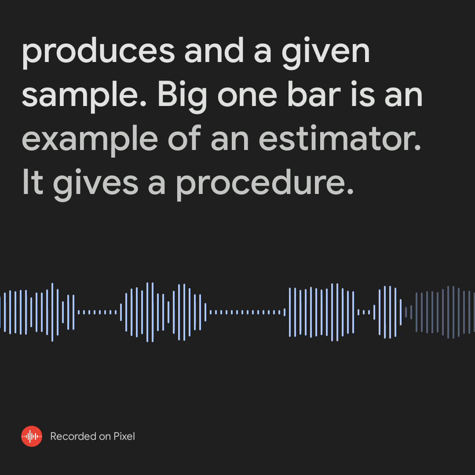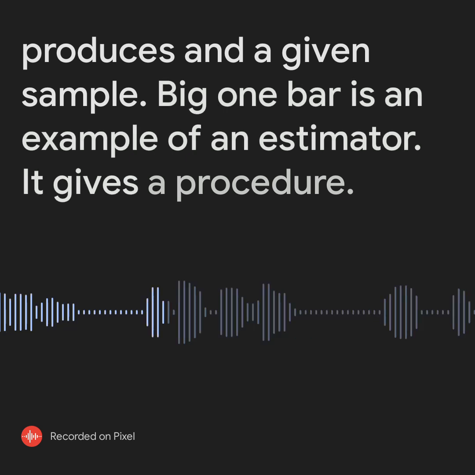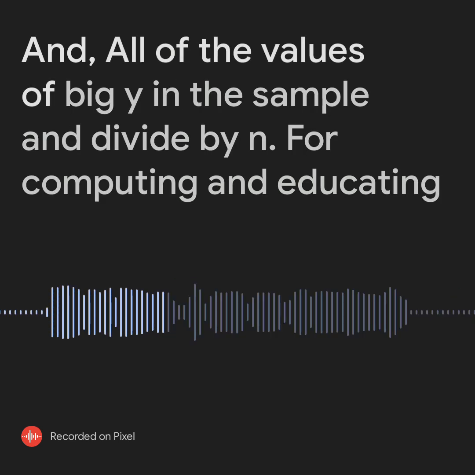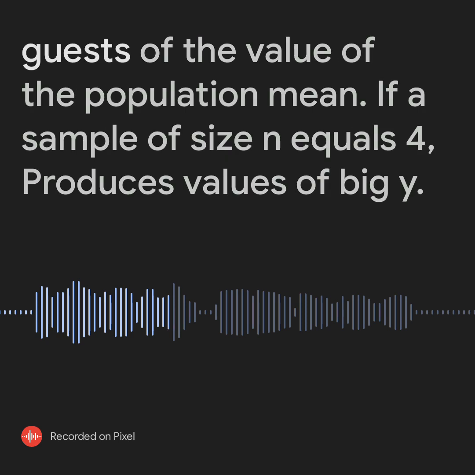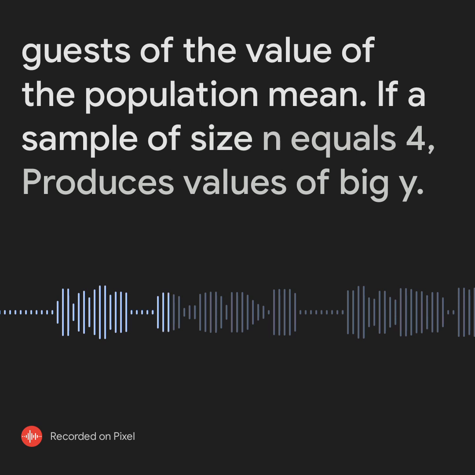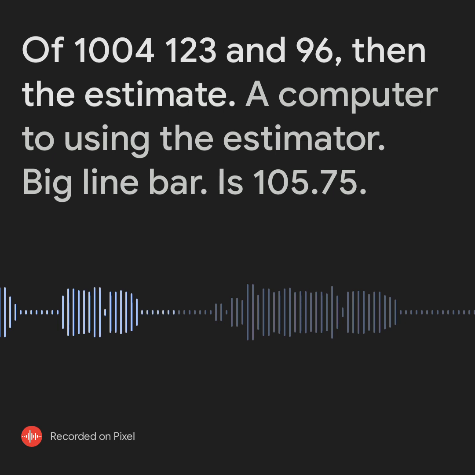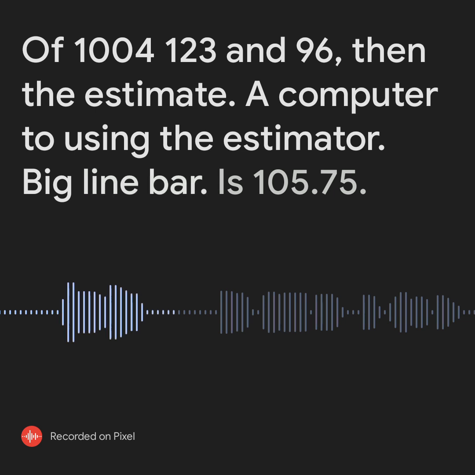Big Y bar is an example of an estimator. It gives a procedure. Add up all of the values of big Y in the sample and divide by n. For computing an educated guess of the value of the population mean. If a sample of size n equals 4 produces values of big Y of 100, 104, 123, and 96, then the estimate computed using the estimator, big Y bar, is 105.75.